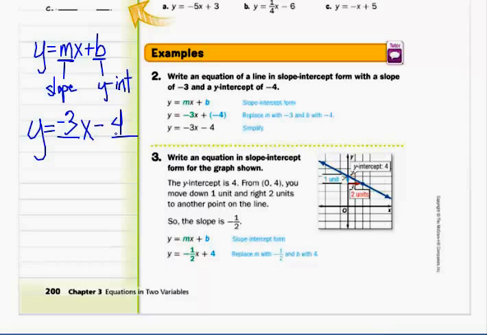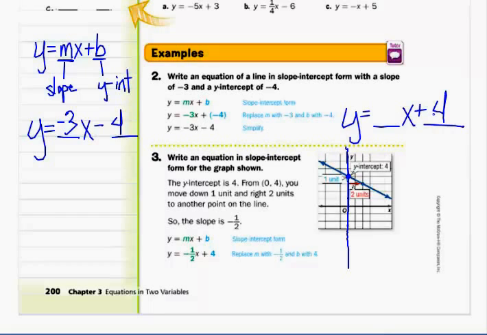Number 3, write an equation in slope-intercept form for the graph shown. So you have to be able to look. Remember exactly what slope and y-intercept mean. The y-intercept is where the line crosses the y-axis. If you look at this line, it crosses the y-axis right here, that is 1, 2, 3, 4, positive 4. I know it's going to be something x, and then something else back here. If it is a positive 4, then this is plus 4.